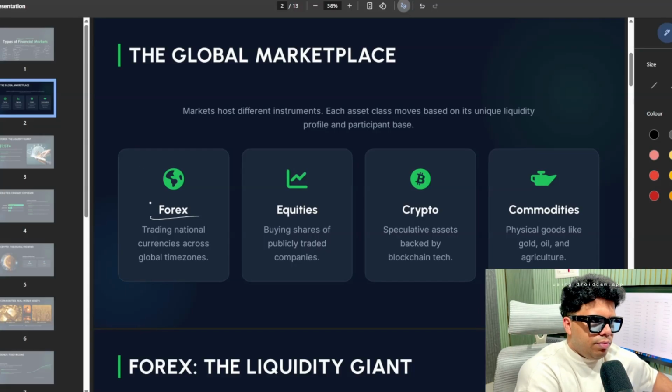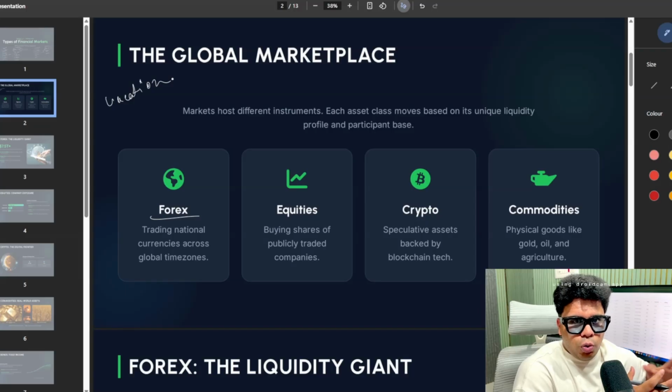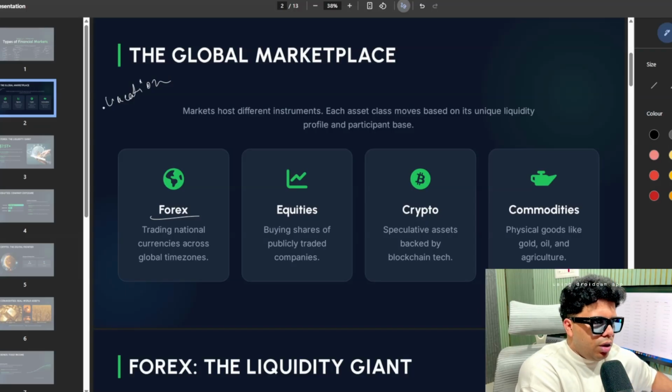For an example, if I'm planning a vacation, okay, it's just an example. It won't work like that. Just an example to make it easy for you to understand. If I'm planning a vacation to Dubai, for example, I have in my hand INR, right? I'm from India, so I have INR in my hand.